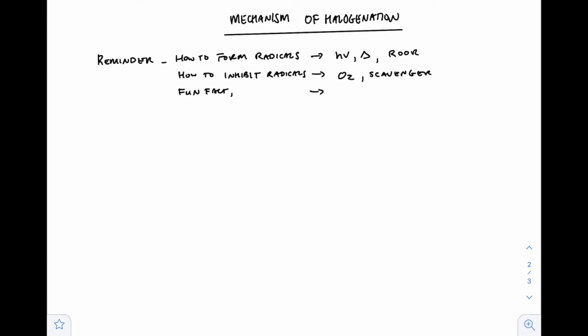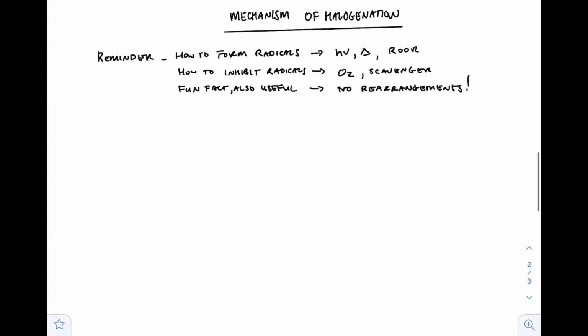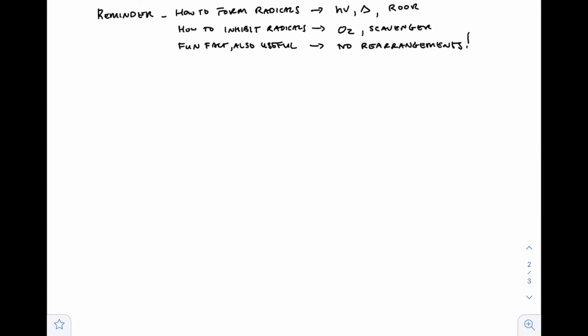A little fun fact for you, but it's also really useful in determining if a mechanism is a radical or a carbocation intermediate, right? So there's no rearrangements, right? That's super useful. If it doesn't rearrange, and it would have in a carbocation, if it had a carbocation intermediate, then it's not a carbocation intermediate. It's going to be a radical mechanism, and that's super useful.